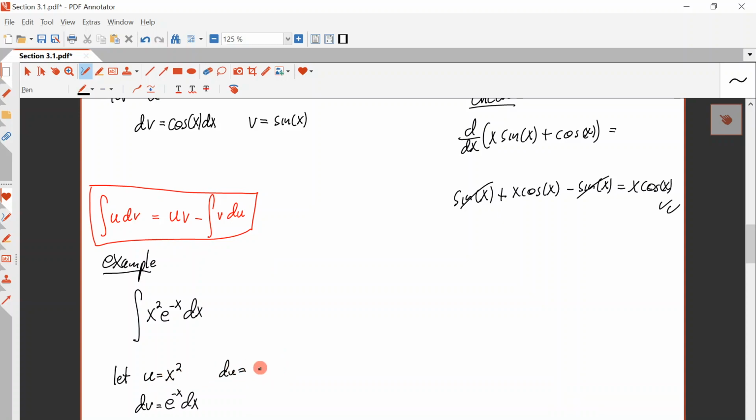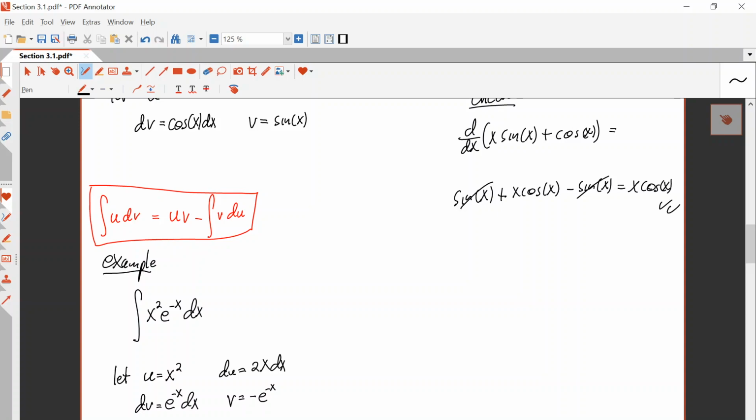So now the derivative of u is 2x dx, and v is the antiderivative of e to the minus x. Well, you can solve that by a substitution, let q equal minus x, but we should recognize at this point that the antiderivative is minus e to the minus x. The derivative of e to the minus x is minus e to the minus x. All it does, using the chain rule, is take the derivative of the inner function, which is just minus 1.